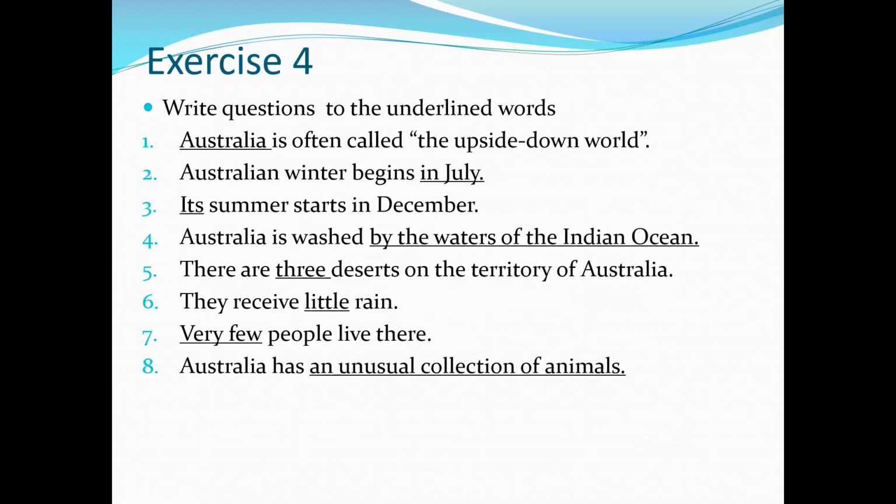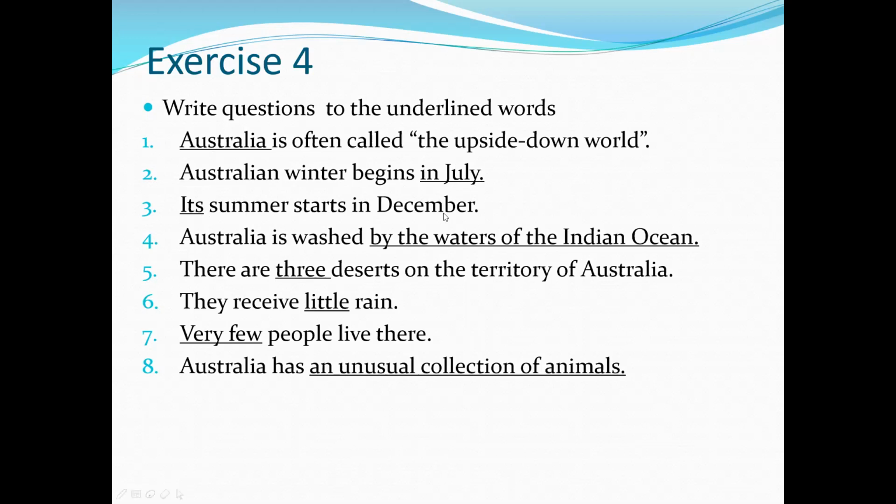Exercise number 4. Write questions to the underlined words. For example, the first one. Australia is often called the upside down world. How will you make the question? What country is often called the upside down world? Australian winter begins in July. So in July is underlined.